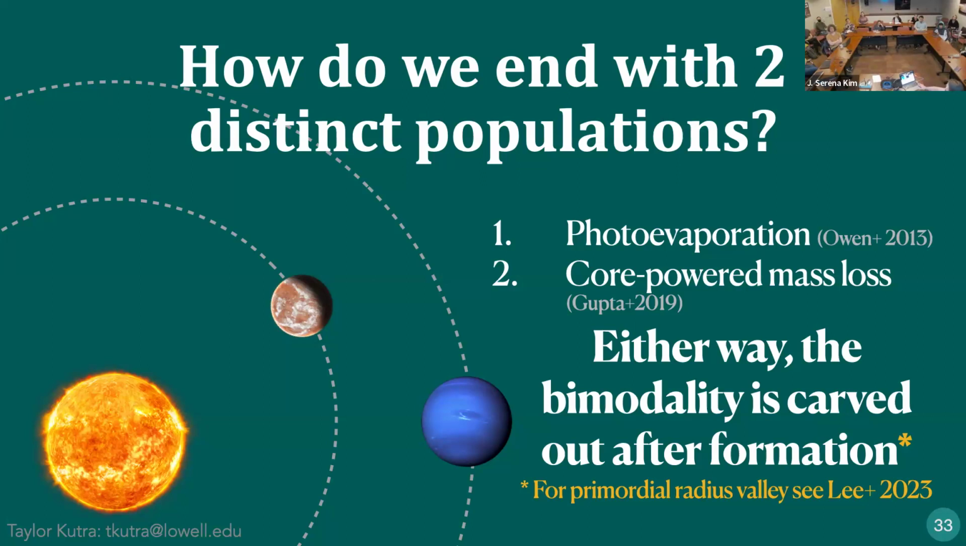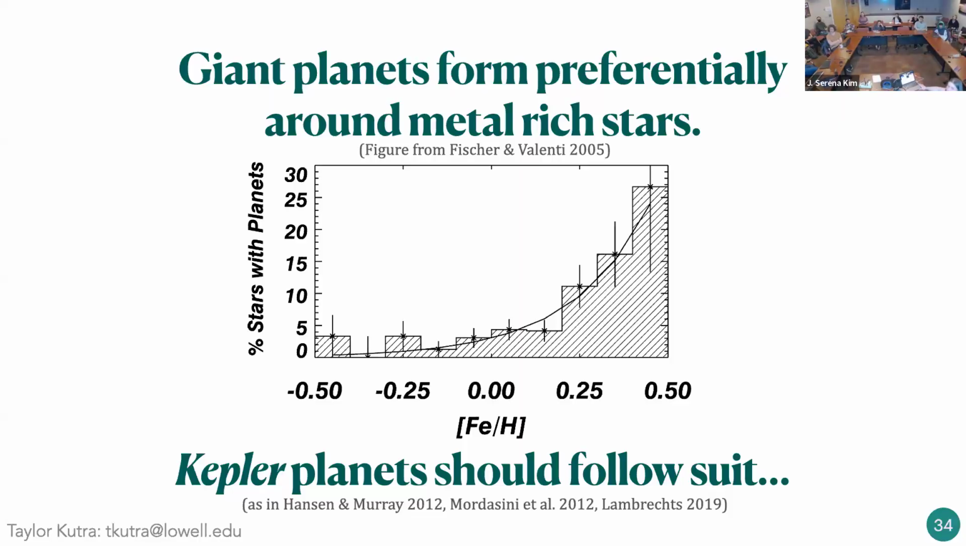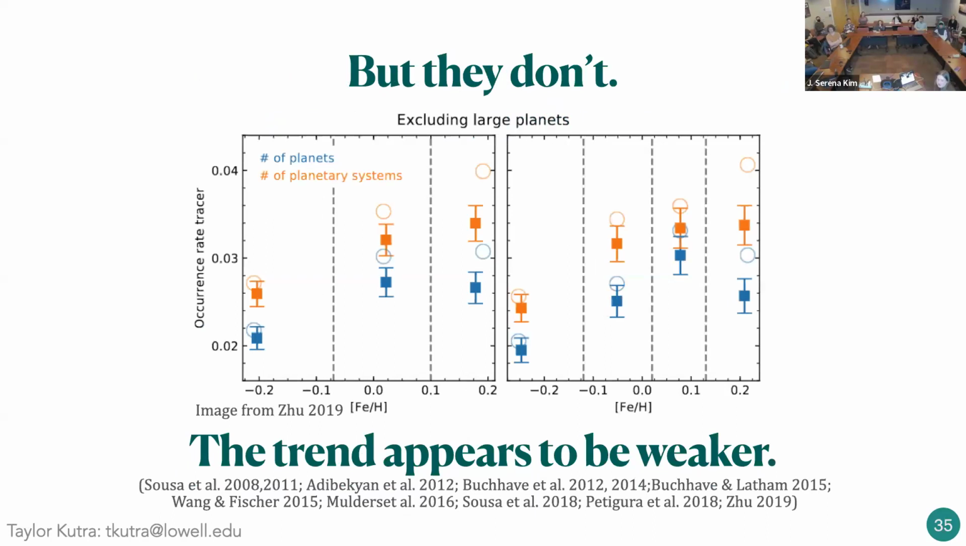That we would expect them to prefer the same stars. And we've known for a long time that giant planets strongly prefer metal-rich stars. This is from Fisher and Valenti. The occurrence rates of these giant planets is much larger around metal-rich stars. And so if Kepler planets are simply failed giants, you would expect that they follow suit, but they don't. So this is a figure from Wei Zhu's 2019 paper.